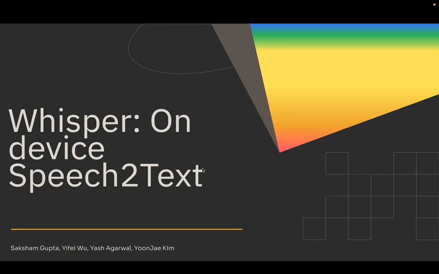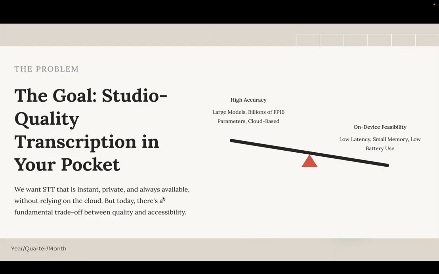Our project demonstration for Whisper, which is our 1.58-bit conformer model that is used for on-device speech-to-text. The high-level problem that we are solving is that studio quality transcription should be available in your pocket. We want speech-to-text models that are instant, private, and always accessible without relying on the cloud. But today there is a fundamental trade-off between the two.